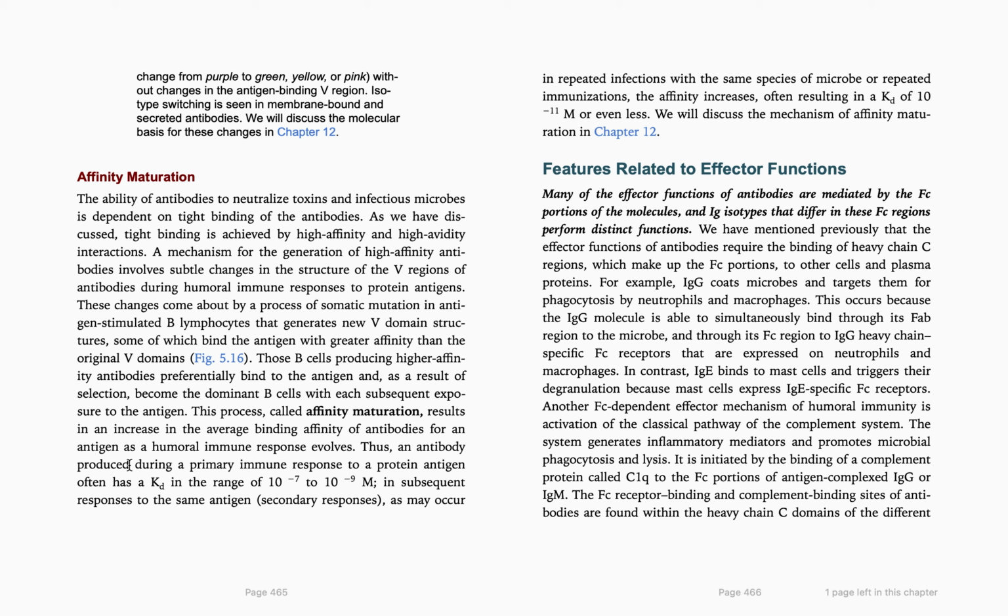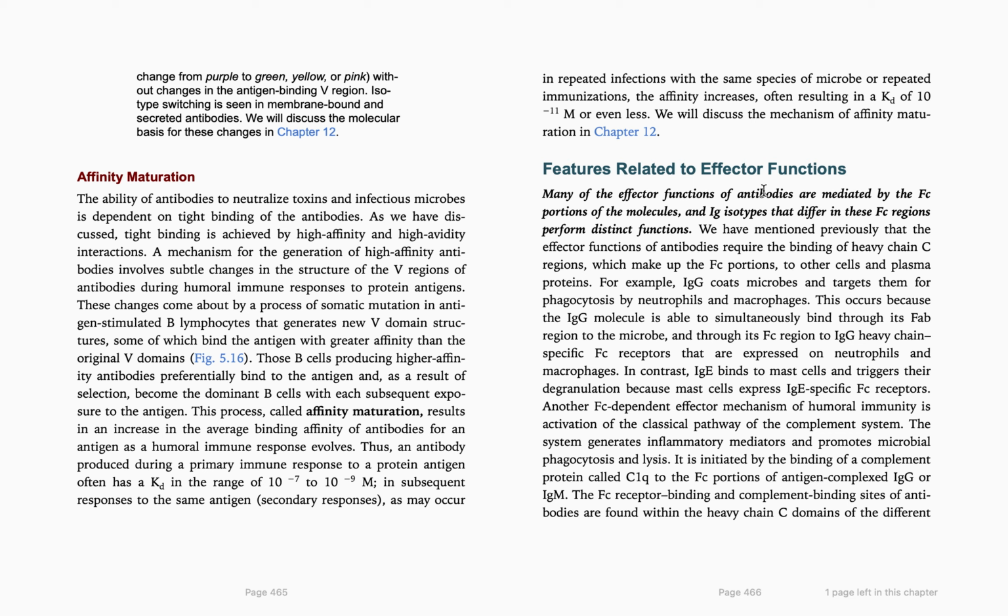Thus, an antibody produced during a primary immune response to a protein antigen often has a KD on average of 10^-7 to 10^-9. In a subsequent response to the same antigen, a secondary response, as may occur in repeated interaction with some species of microbes or repeated immunization, the affinity increases, often resulting in a KD of 10^-11 or even less. We will discuss the mechanism of affinity maturation in chapter 12.